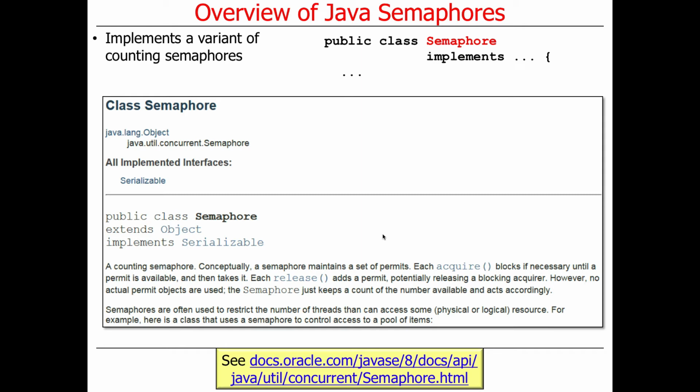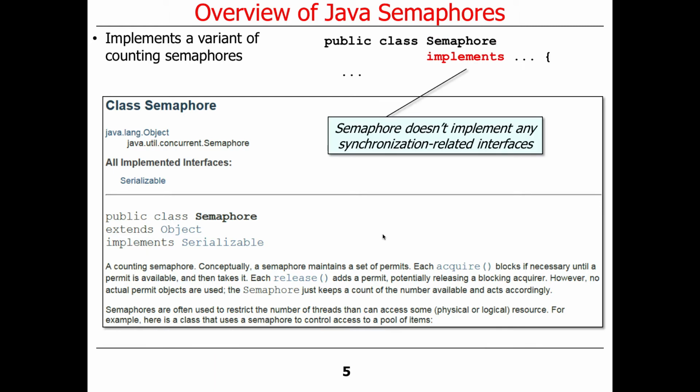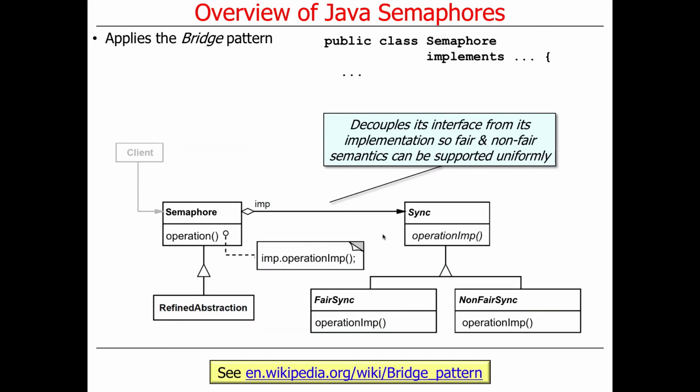So Java semaphores implement variants of counting semaphores. They have a count, as we'll see in a second, and you can read about them here. You have a class Semaphore, and it implements some stuff. Not actually all that interesting what it really implements. In particular, it doesn't implement any of the synchronization-related interfaces, which we'll talk more about when we talk about reentrant locks and reentrant read-write locks.